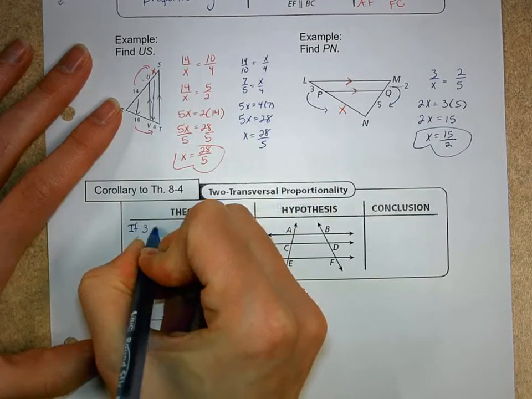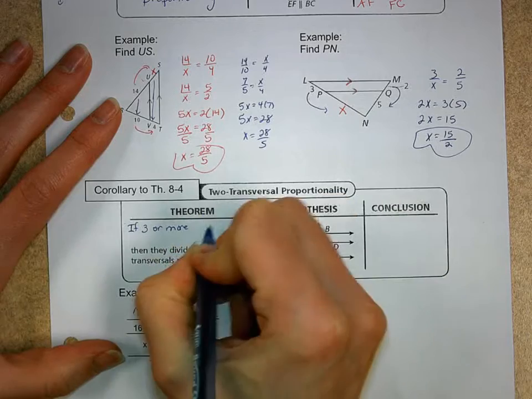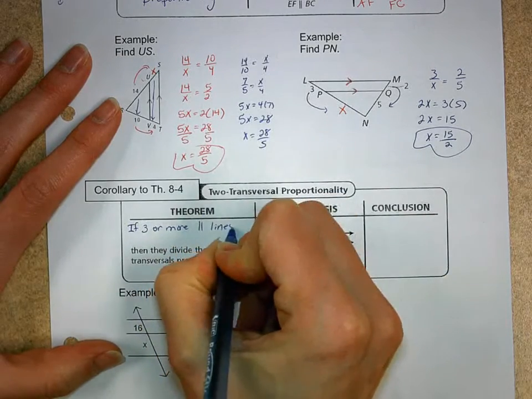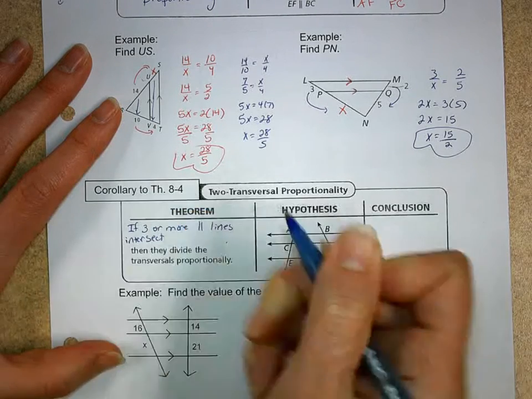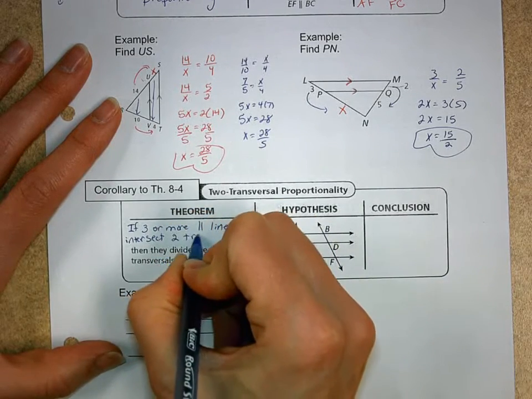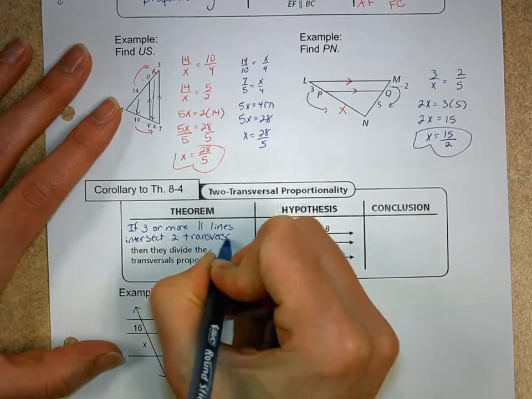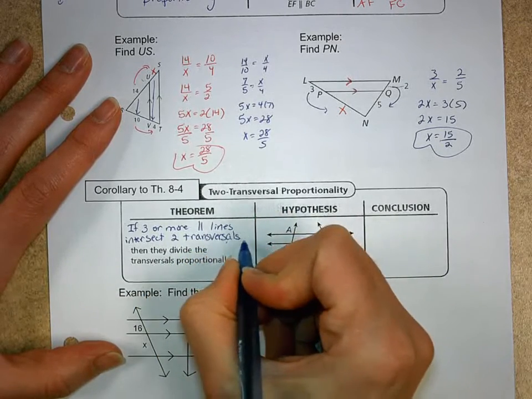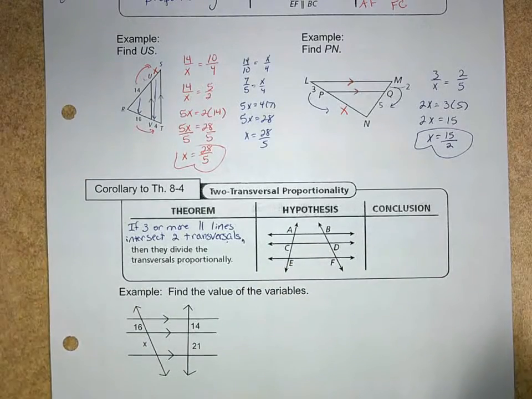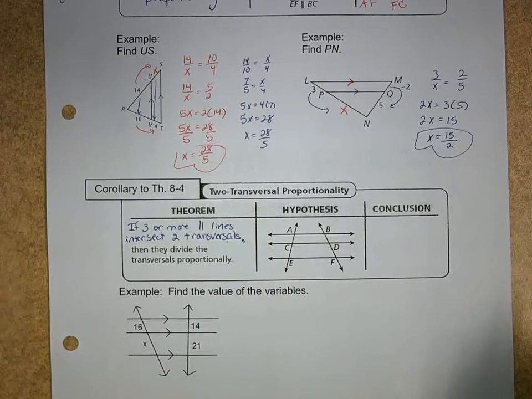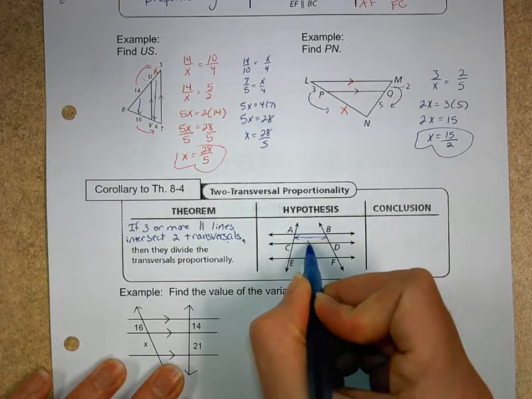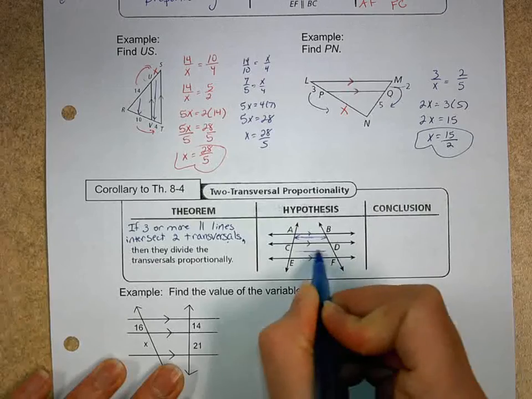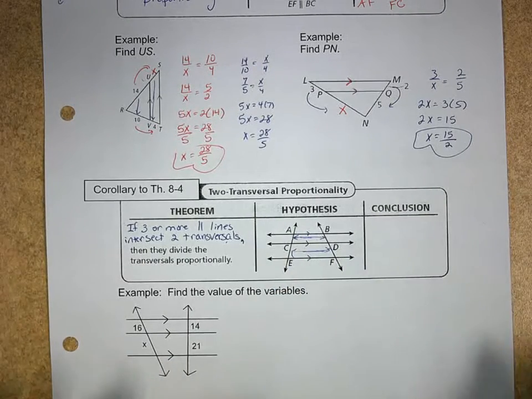If 3 or more parallel lines intersect 2 transversals, then they divide the transversals proportionally. Okay? So what they're saying is these two sides are going to correspond because we have our parallel lines, and I know these two sides are going to correspond. So you can do it kind of like the same way that we did before.